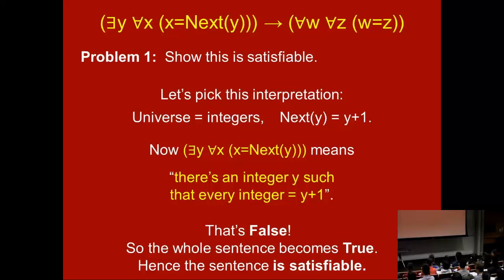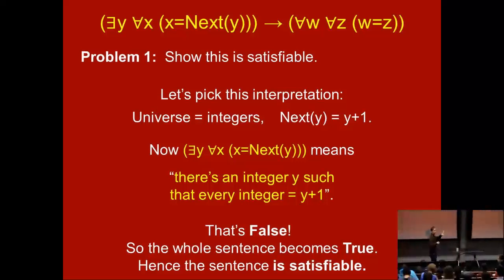OK, that's what you would have to do to show it's satisfiable. So let me do that. Here's an interpretation. There's many, many ways to solve this problem, as we'll see. But here's one. It's a simple one. I'll say the universe is all the integers, and next of y means y plus 1. So now let me prove to you that under this interpretation, this sentence is true.